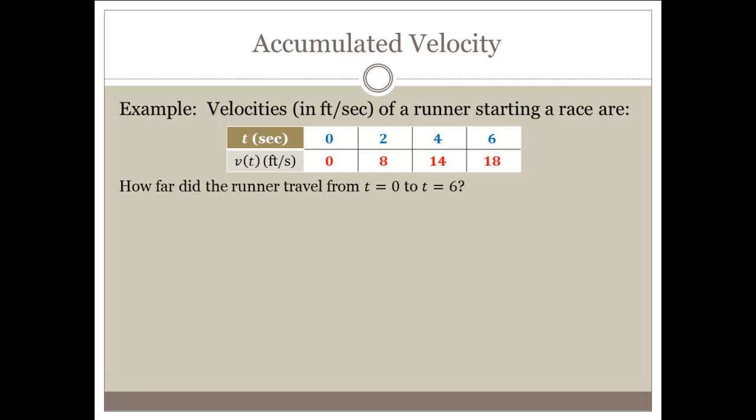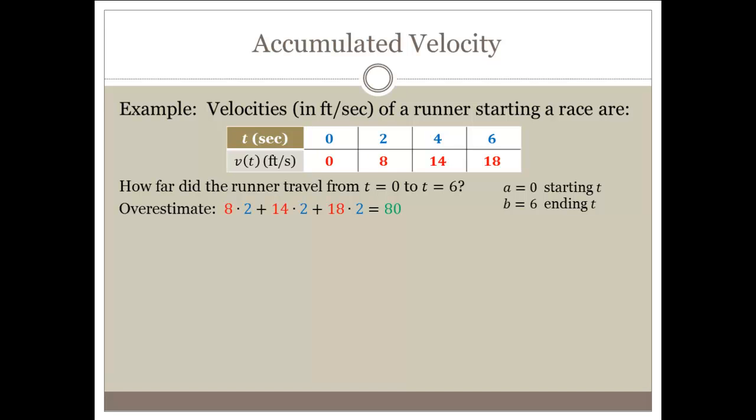Let's now remind ourselves of how we calculated our approximation in this example previously. Recall that the velocities were given by the following table, and we wanted to know how far did the runner travel from t equals 0 to t equals 6. In our new language, that's saying that a equals 0 is our starting time t, and b equals 6 is our ending time t. Recall that we found two approximations for how far the runner could have traveled. We started by finding the overestimate, the furthest the runner could have traveled.